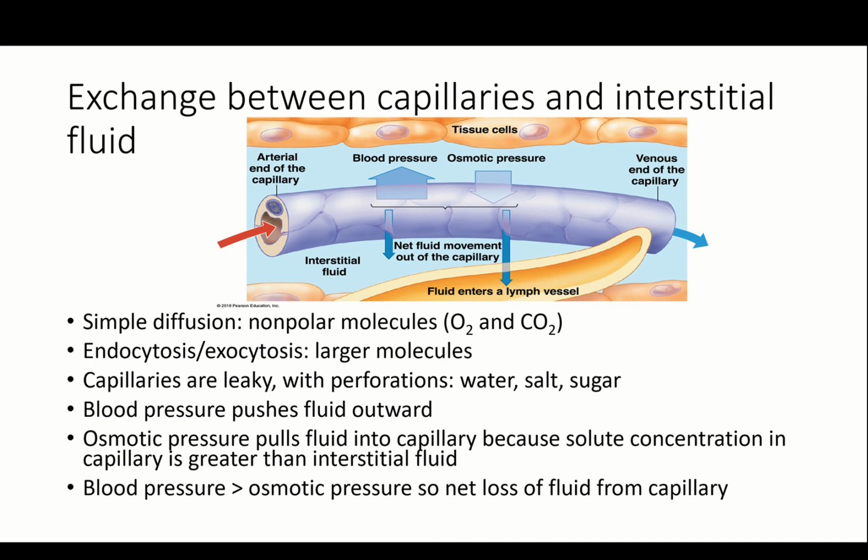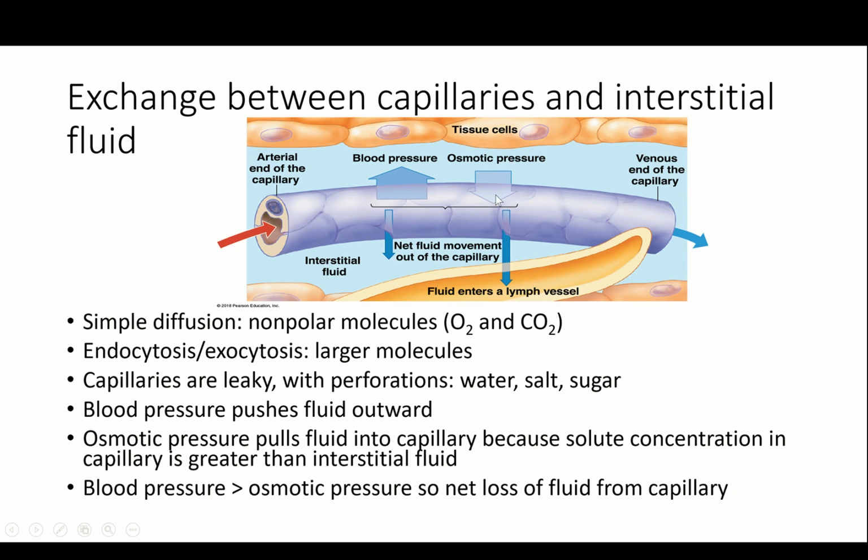We're also going to have things in the tissue cells here like endocytosis and exocytosis that help to move larger molecules. But these capillaries are really leaky. You can have movement through these little gaps. And so these perforations help with the transport of things like water, salt, and sugar. Now, blood pressure that we've been talking about is one of those things that encourages this leakiness. We're going to have blood pressure that is exerting force outward from the capillaries.